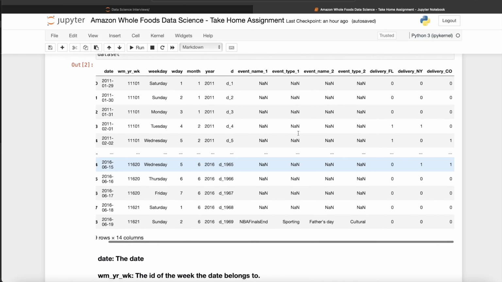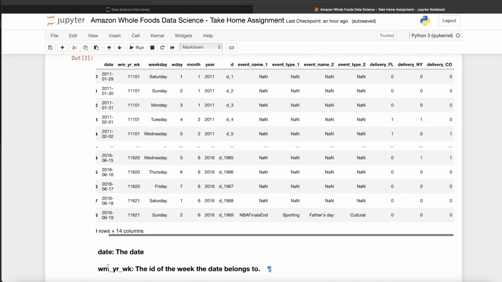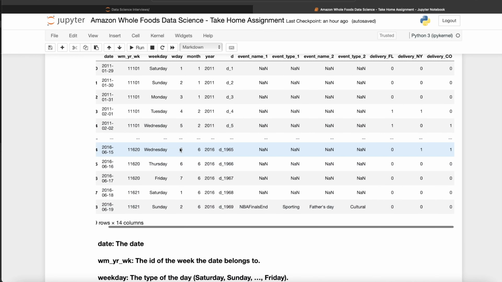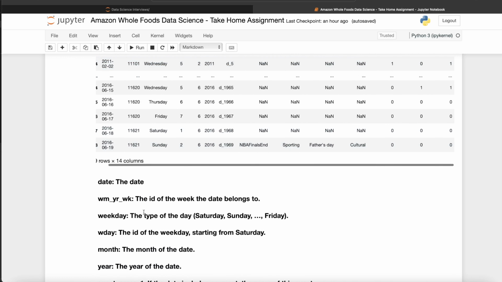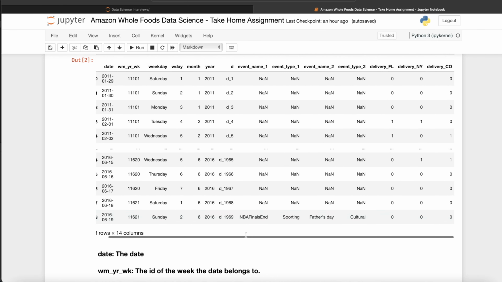Date is basically the date. WM_year_week is the ID of the week the date belongs to, so different weeks were identified by different IDs. All these dates belong to the same ID. Weekday is the day of the week. W day is the ID of the weekday starting from Saturday, so Saturday was one, Sunday was two, Monday was three, and so on.